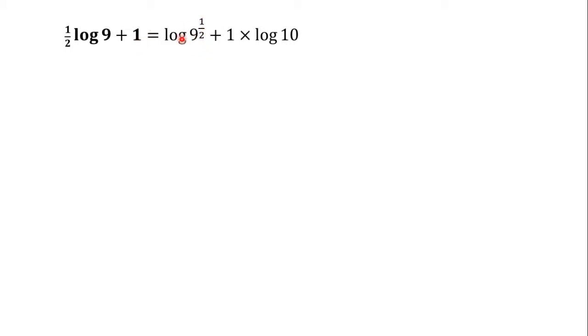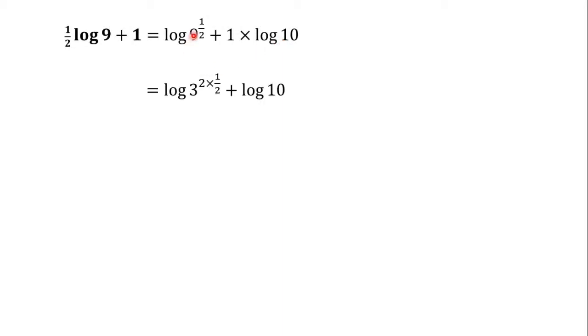Okay, we know that log 10 is the same as 1. So if you multiply 1 by 1, you are going to get 1. Now to help us simplify this, we are going to multiply this 1 here by log 10. When you do that, you haven't changed the expression because log 10 is 1. So here we are going to write half log 9 as log 9 exponent half, plus you multiply this 1 here by log 10. As I said, log 10 is 1, so you haven't changed anything.